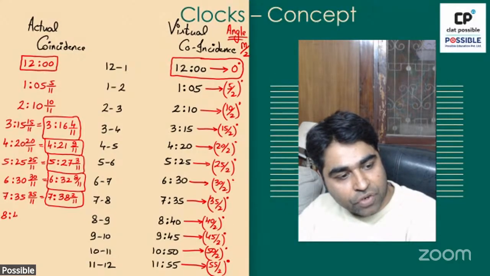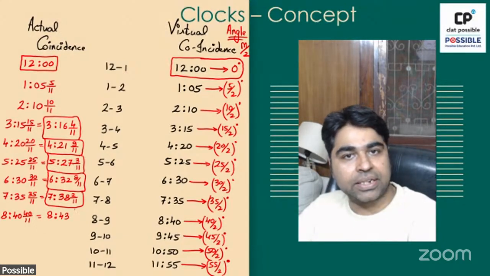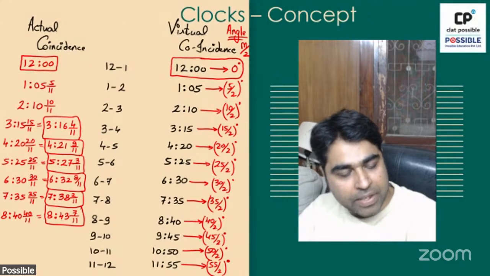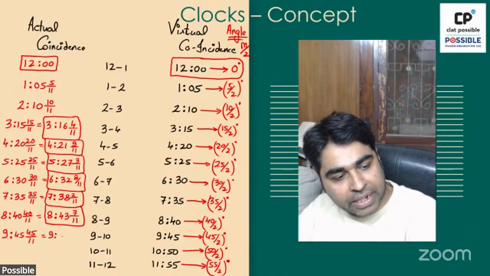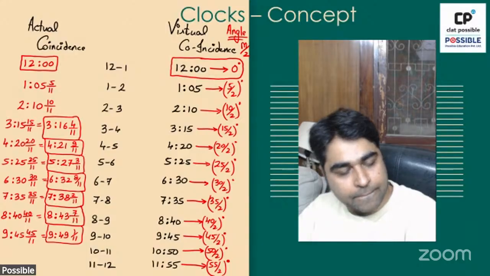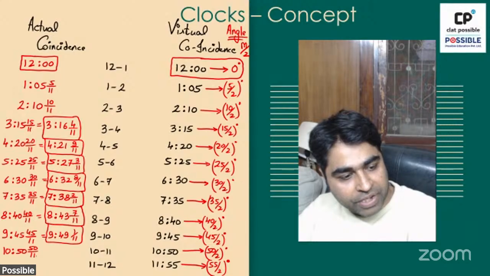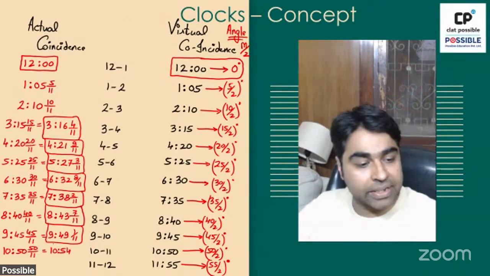अगला हो जाएगा 840, 40/11. दैट विल मेक 843, 11 3s are 33. बचेगा 7, 7/11. नेक्स्ट हो जाएगा 945, 45/11. That will make it 949, 1/11. नेक्स्ट हो जाएगा 1050, 50/11. That will make 1154, है ना. 11 4 is 44, बचेगा कितना 6/11.